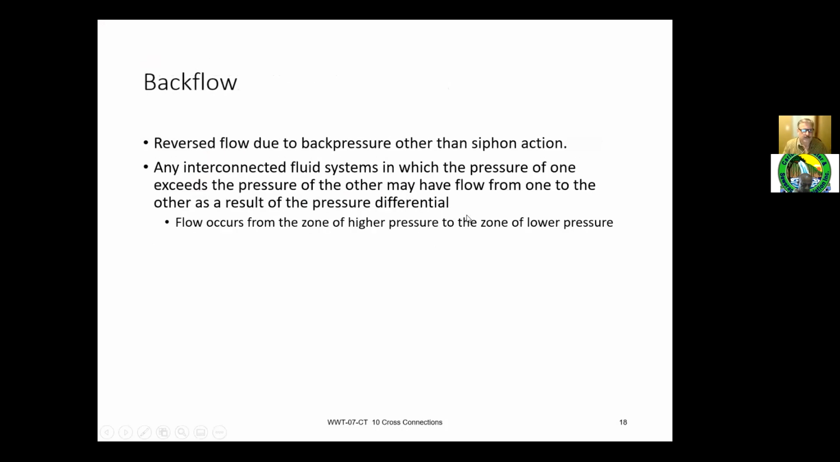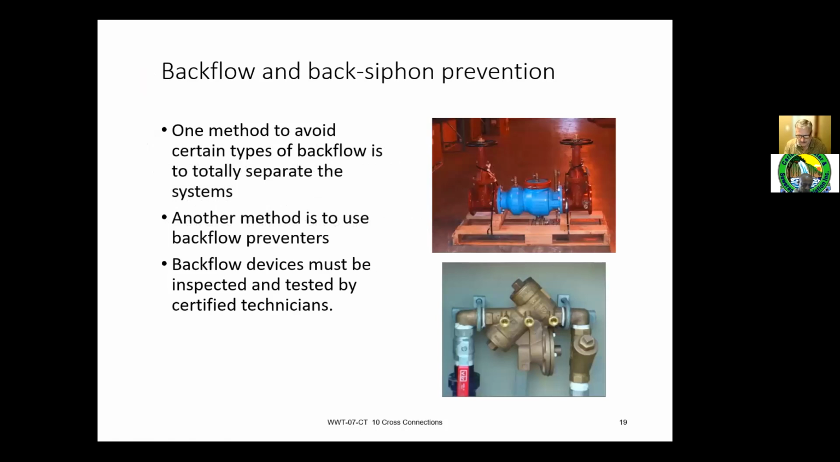So backflow is the reverse flow due to pressure. Backflow and back siphonage prevention: certain types of valves are backflow preventers. You'll see in this one, these are actually check valves, so it will not allow flow to move in this direction. It's only going to allow flow in one direction, and it's actually flowing in this direction. If the water pressure started to push from this side and move back, it would drop the plate in here and not allow any flow back into the potable water supply.